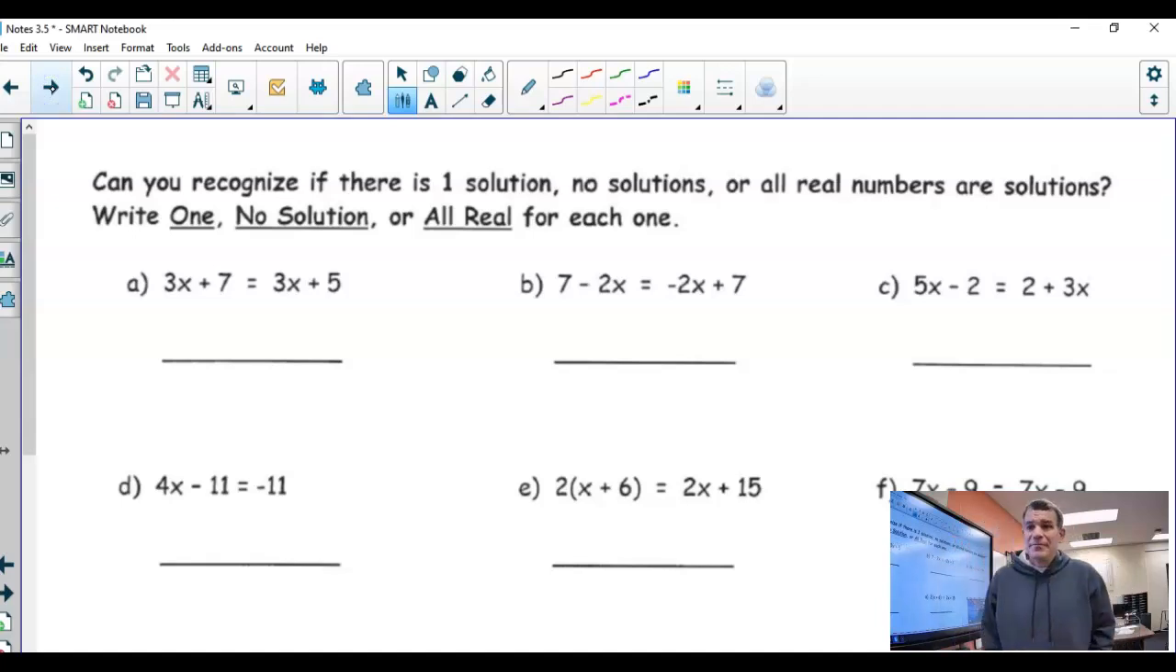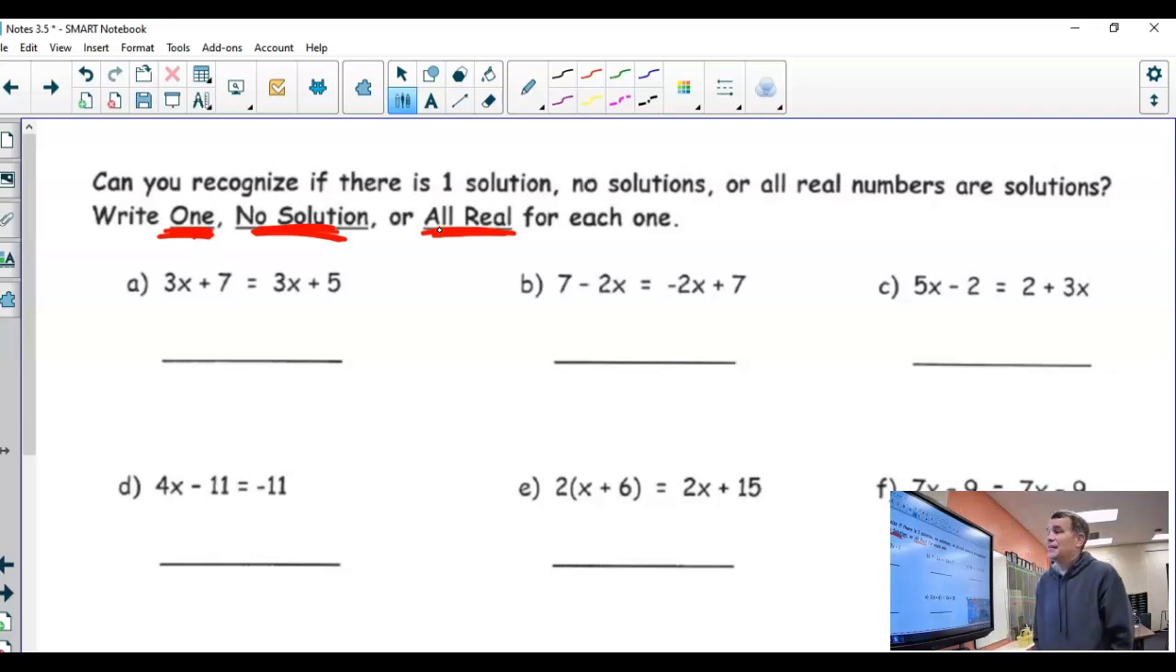Now, what I'd like you to be able to do is immediately look at the problem and tell. Is the answer going to be one solution? Or is the answer going to be no solution? Or is the answer going to be all real numbers? Can you look at the problem and just tell that? Let's start with A. You think about it quickly. What do you think? One solution, no solution, or all real numbers?